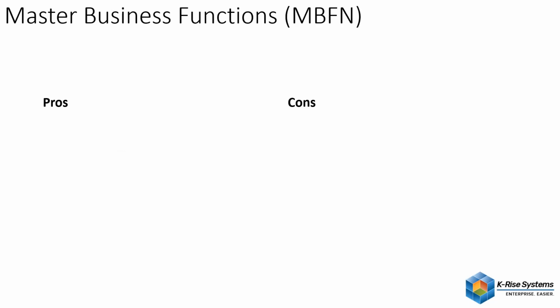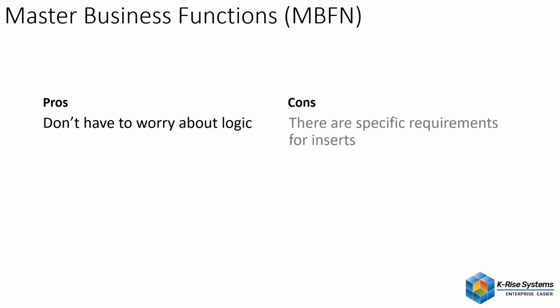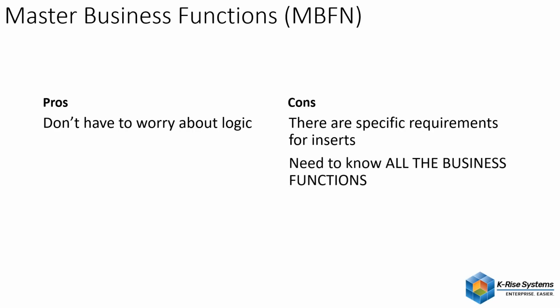The second piece being the master business functions, the MBFN. So what's nice about these is you don't have to worry about the logic, and if you use them today, and we do in our systems and some of the projects we do, it can work really well. But there are cons to these. There is a lot of rigidity to them. Master business functions require specific fields. Some of these fields you might not want to put in your application, but you were forced to because of that. There is a long list of business functions, somewhere in the low 4 figures.